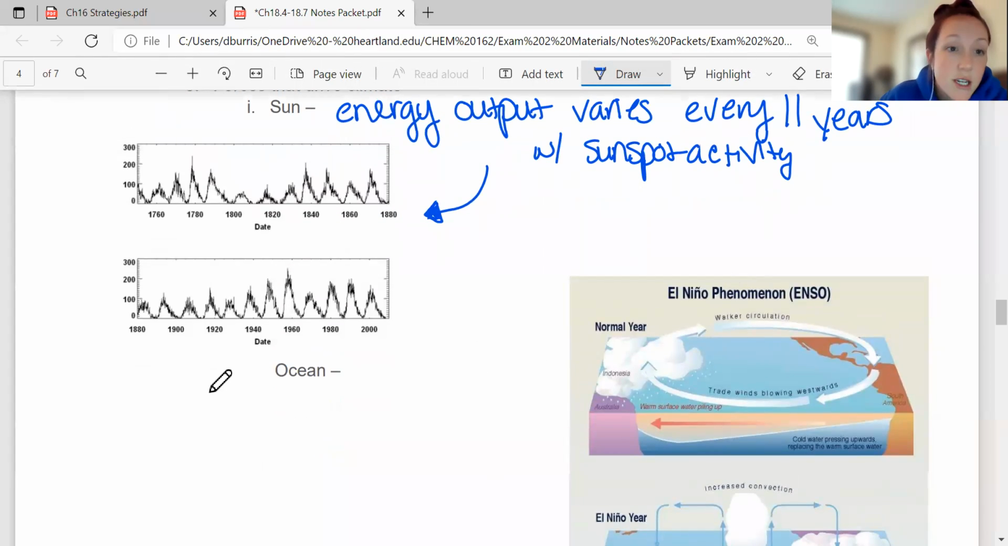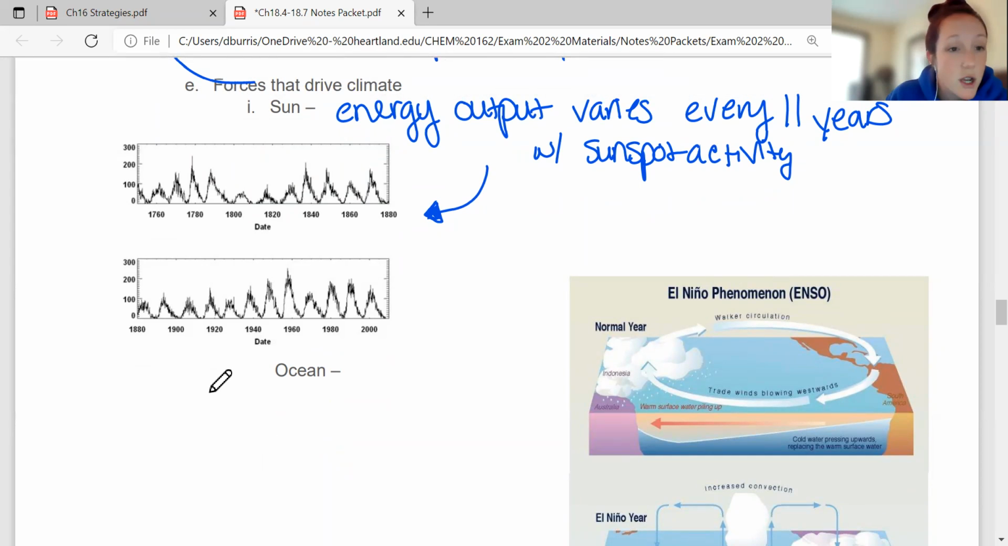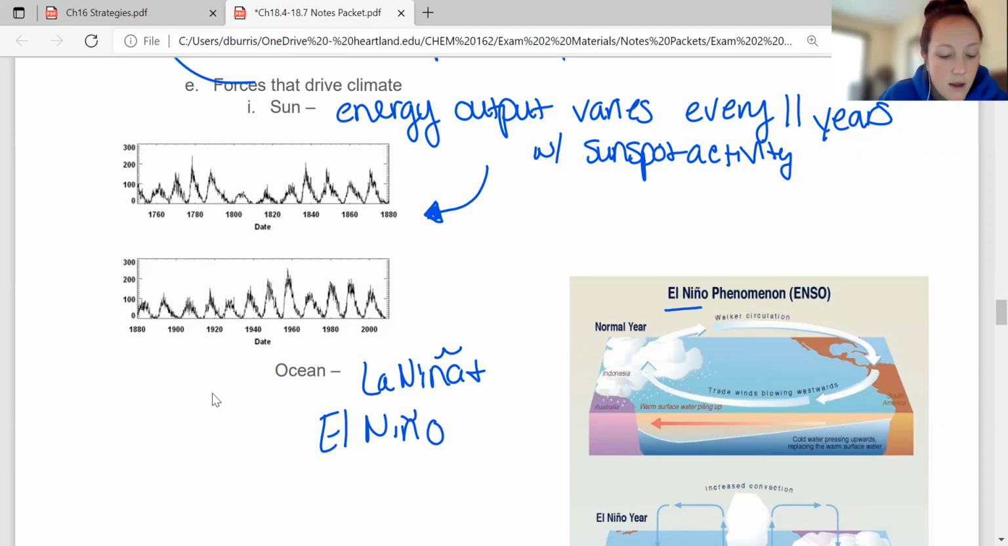And the ocean cycles drive climate change. Different parts of the ocean change temperature a lot. You've probably heard of El Nino. When we're in an El Nino year or a La Nina year, the temperatures change quite a bit, the winds change quite a bit, and so does the climate. So in the ocean, La Nina and El Nino affect the ocean temps.